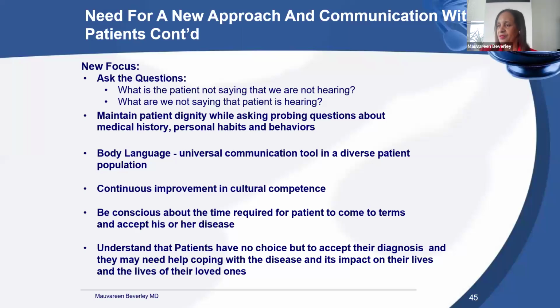Because if I'm planning a vacation with my kids for the summer and I took a mammogram and it's positive, I may not even know who I am at that time. And understand that patients have no choice but to accept their diagnosis, and they may need help coping with the disease and its impact on their life and the lives of their loved ones.